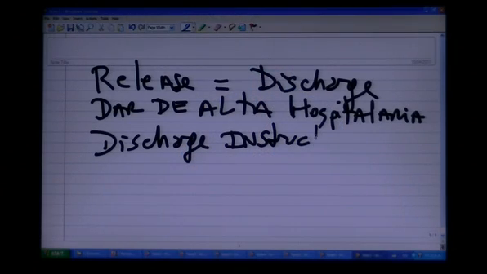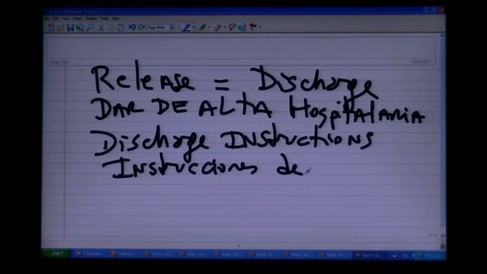Discharge instructions. Instrucciones de alta.